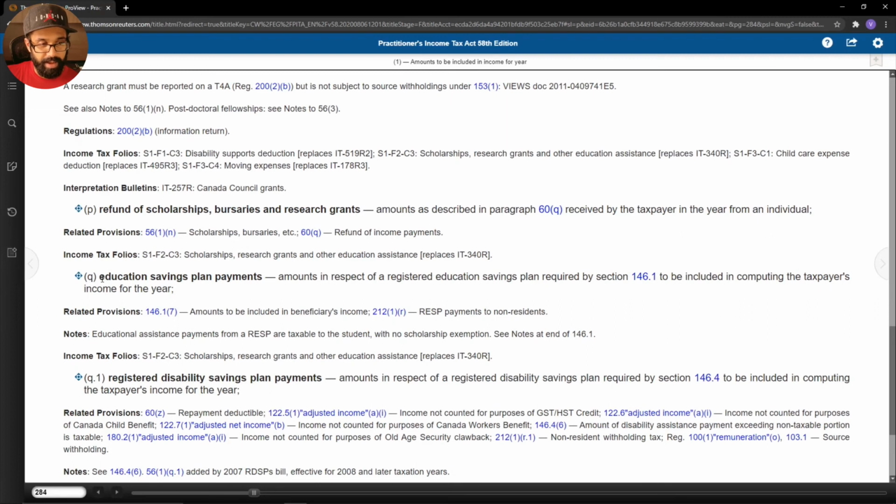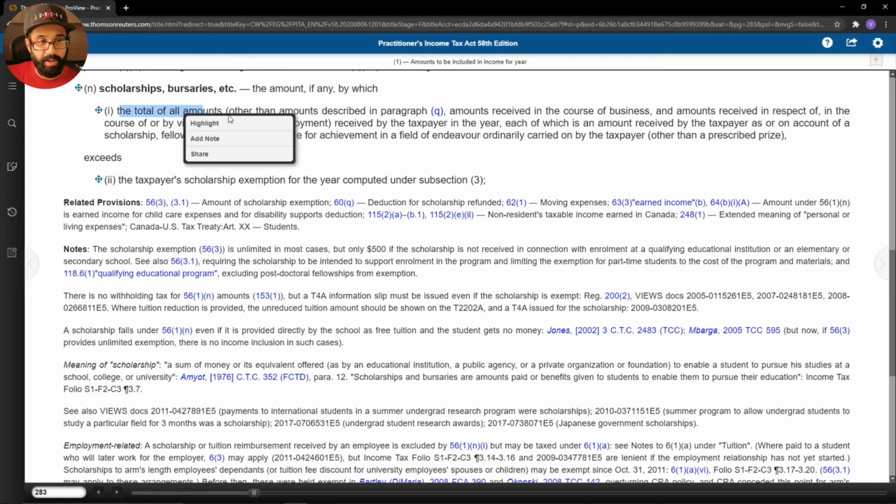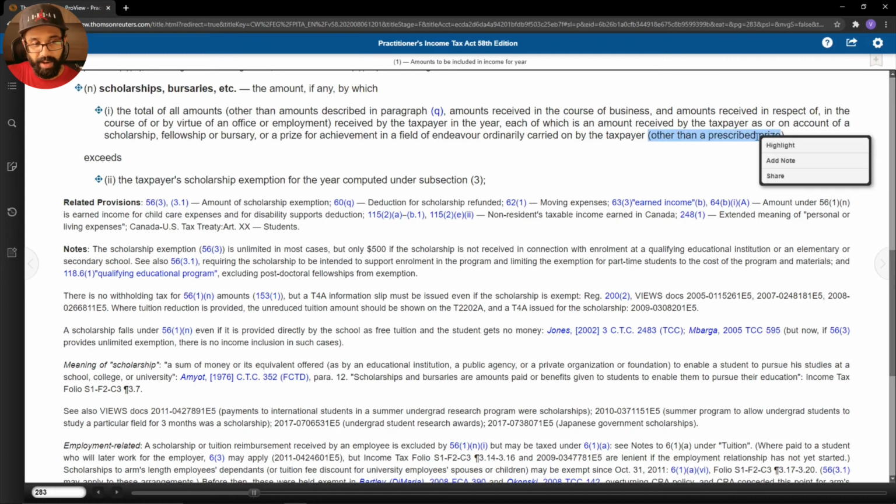And here we are, and it says education savings plan payments, amount in respect of a registered education savings plan required to be included in income for the year. So it says the total of all amounts other than amounts described in paragraph Q, because the amounts described in paragraph Q are going to be included under paragraph Q. So now let's take a look to see if this Nobel Prize would be considered under a prescribed prize.